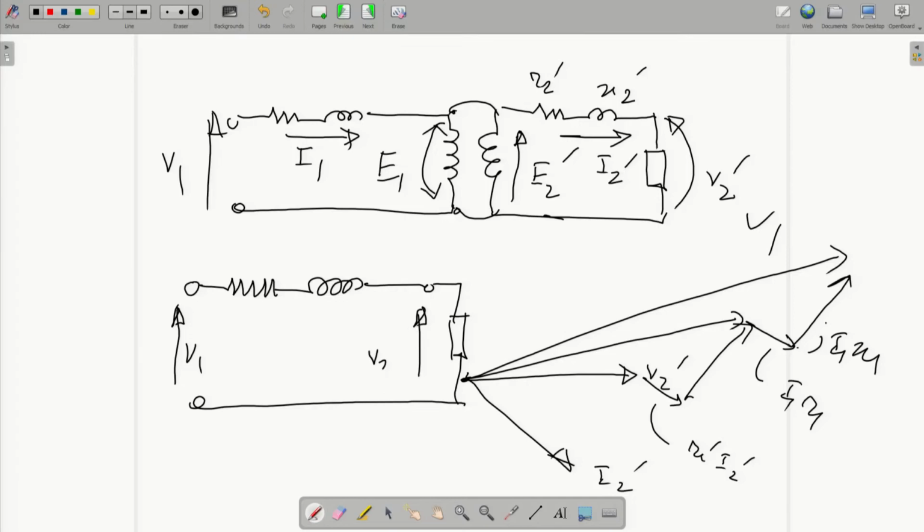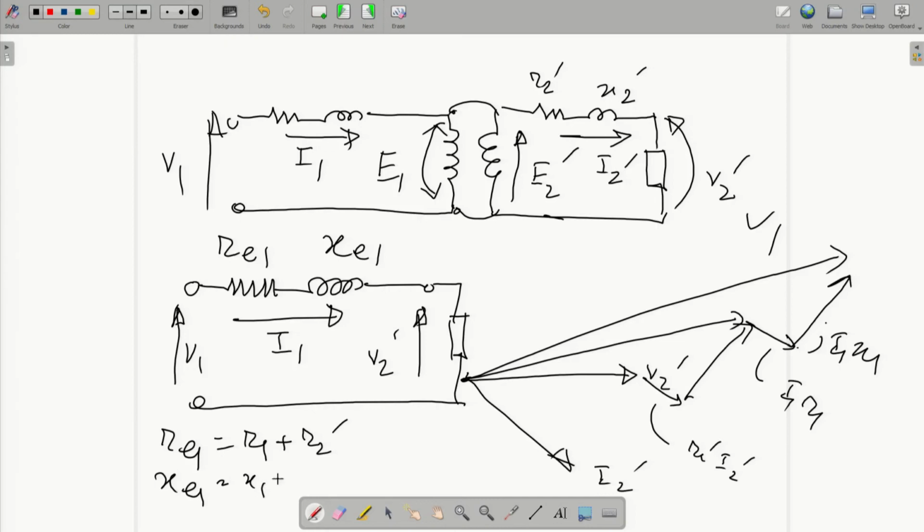So this is V2 dash, and this will be now RE1. This will be now XE1. This will be your I1 or I2 dash. What is RE1? RE1 is the effective resistance referred to the primary side, so R1 plus R2 dash. What is XE1? X1 plus X2 dash.